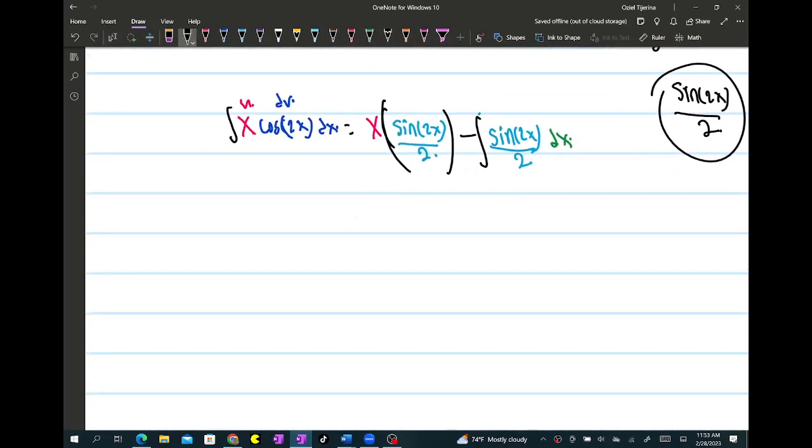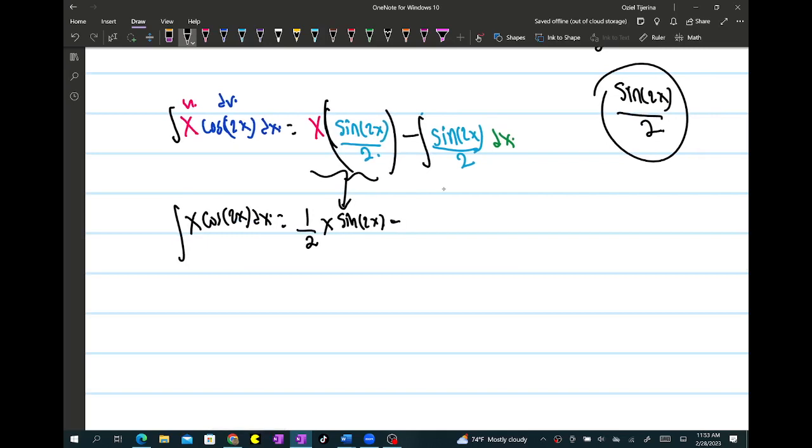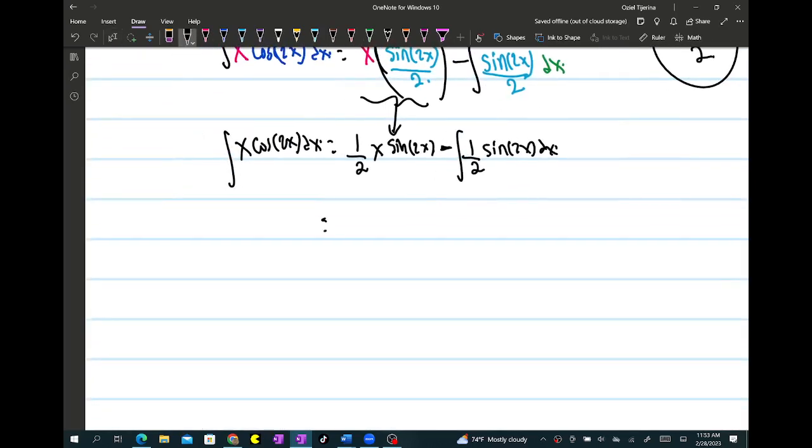This is going to be the integral of x cosine of 2x dx. So we don't even have to do this anymore. We're just rewriting it: the integral of x cosine of 2x dx is 1 half x sine of 2x minus 1 half times the integral of sine of 2x dx.